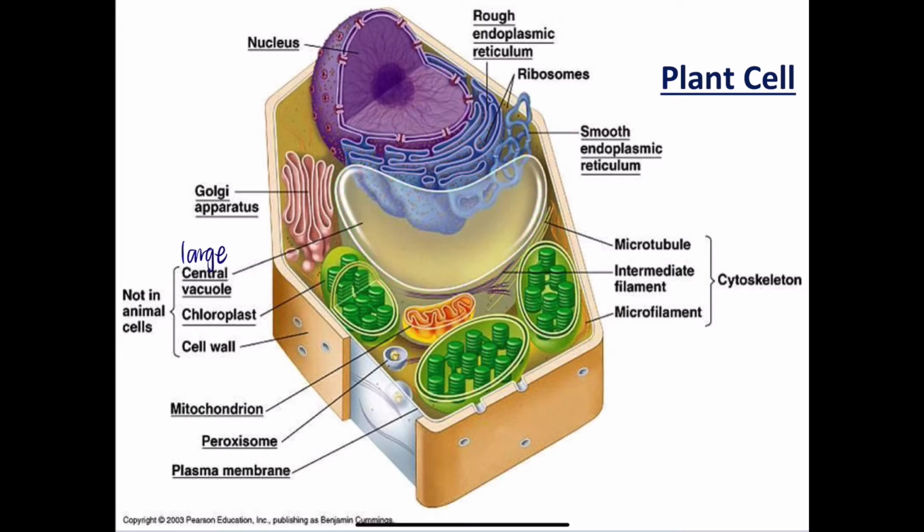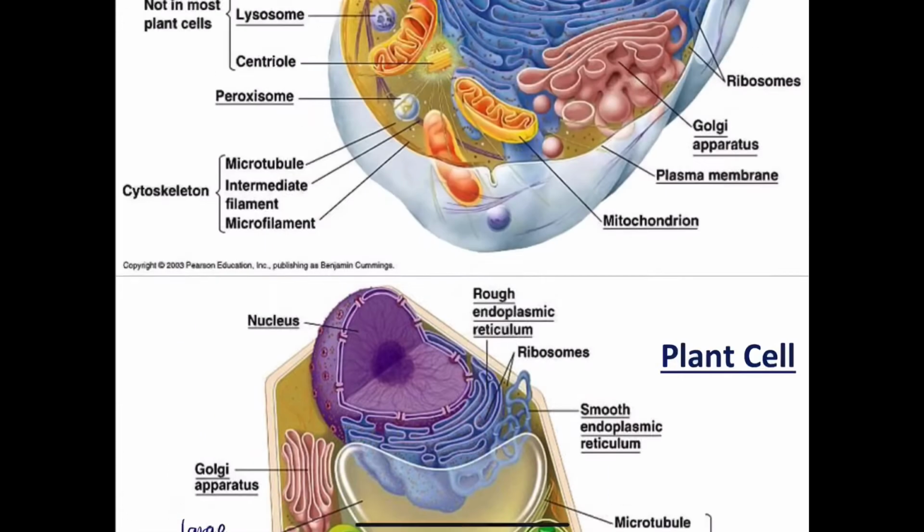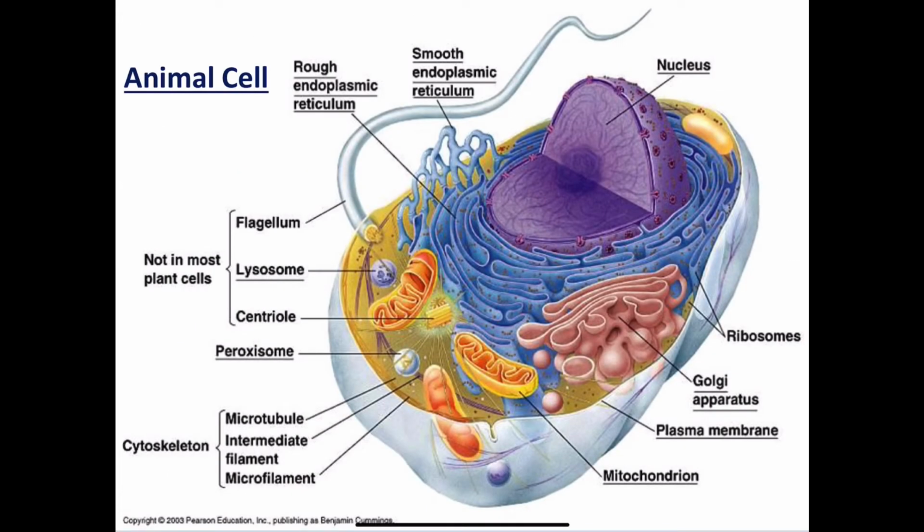Plant cell have large central vacuole. Kalau kita tengok di animal cell tidak ada large central vacuole lah. Animal cell ada vacuole juga, tetapi vacuole dia small and temporary, kecil dan tidak permanent, okay, temporary.